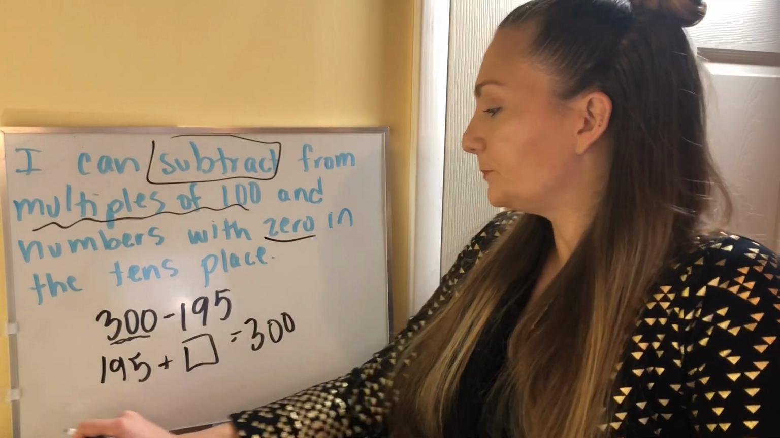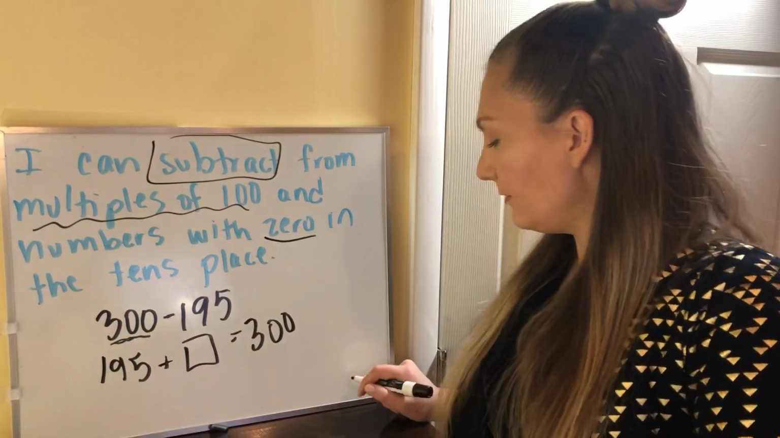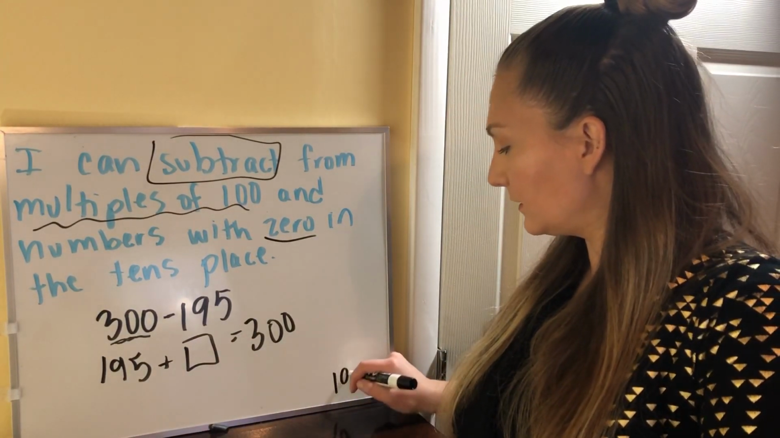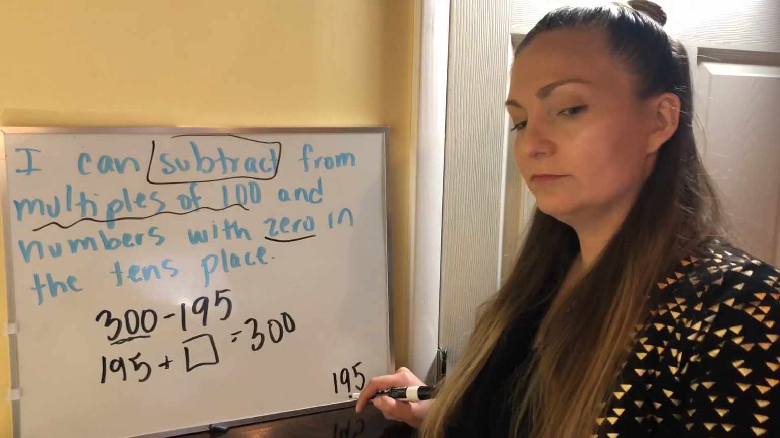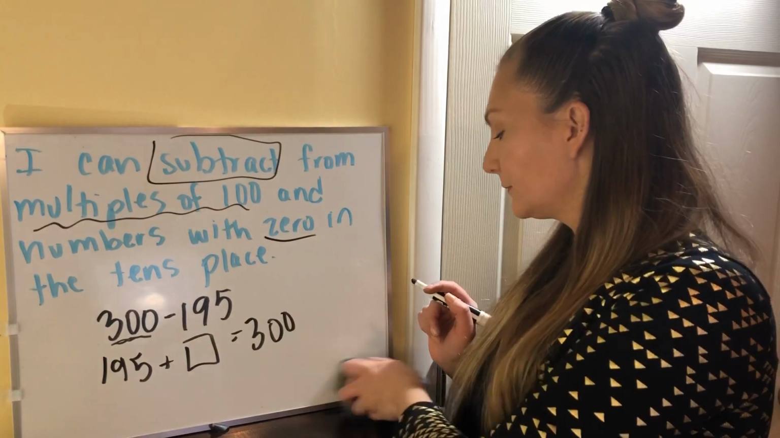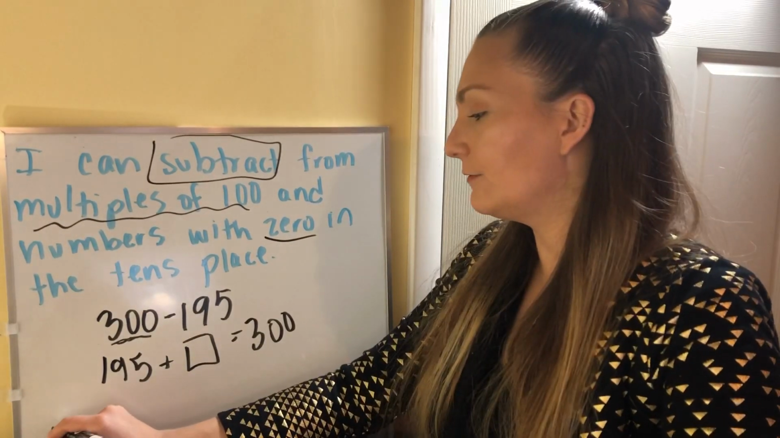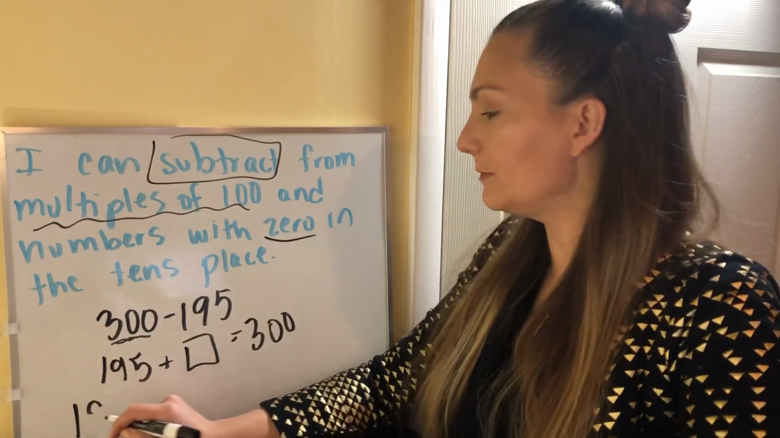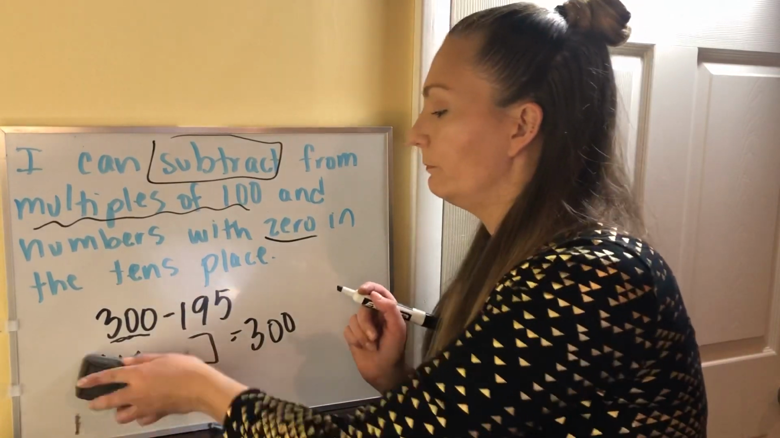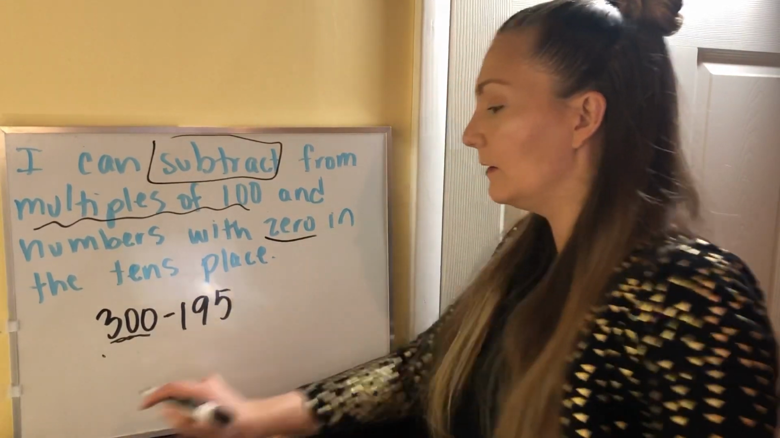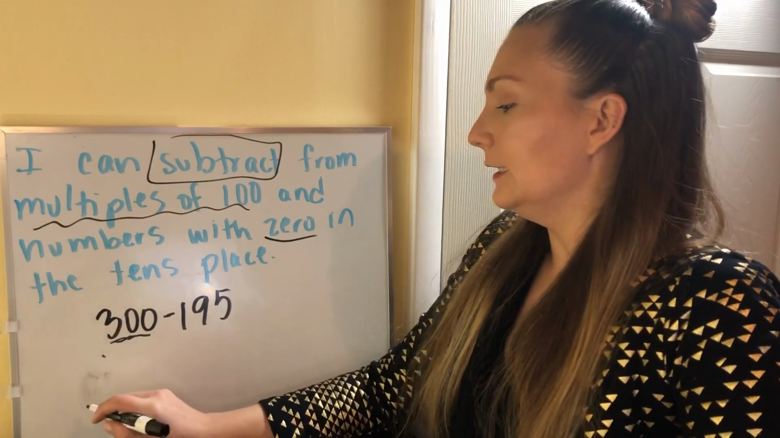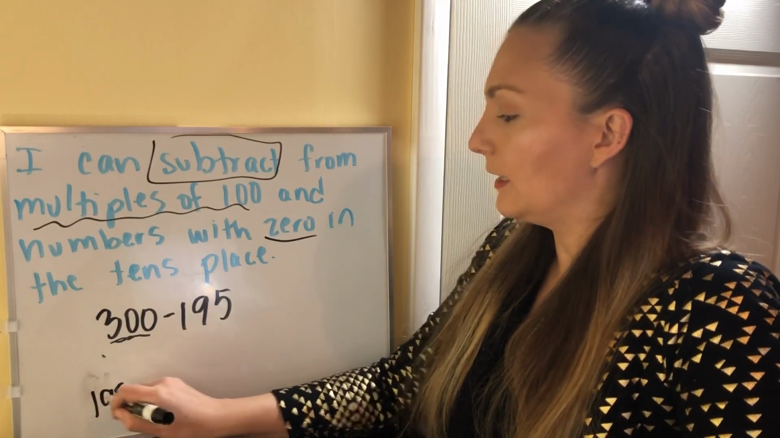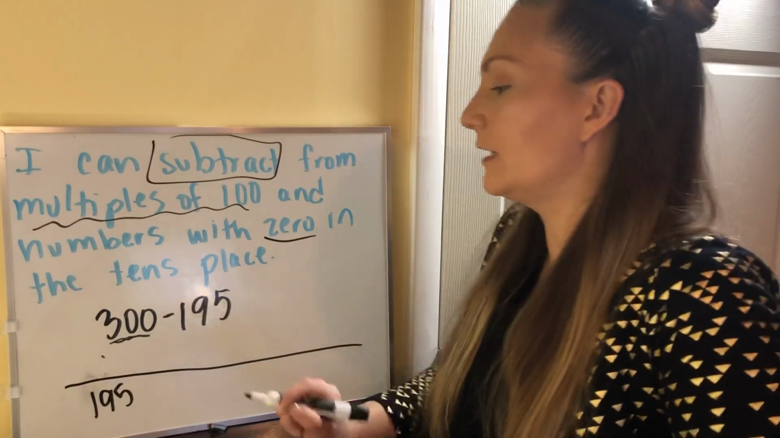So let's say I want to start at 195. I should start over here, right? Because it's a smaller number. Actually, I'm going to start on the left side. 195. And I'm going to give myself a little more space. Okay, 195 and a number line. And I'm trying to get up to 300.